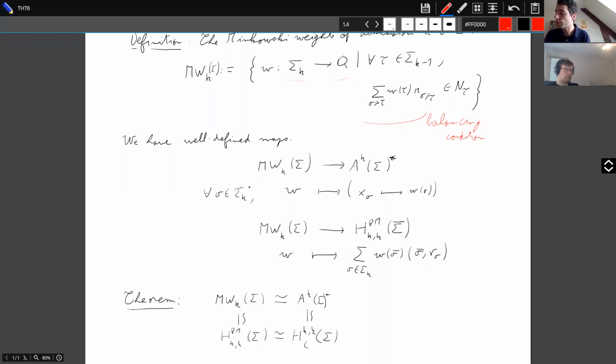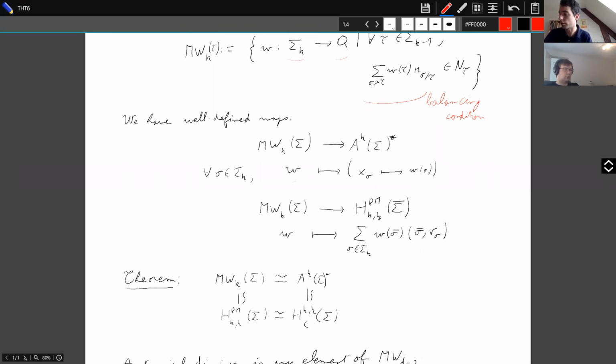So we have two interesting maps. First, we have this map from Minkowski weights to the dual of the Chow group, which maps a weight to the functional which maps x_sigma, with sigma of dimension k, to just the weight of sigma. So this is well defined. And we have another natural map. If I have a weight W, I can associate to it a tropical cycle in the compactification of sigma.